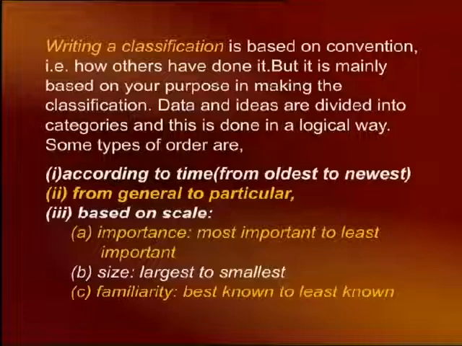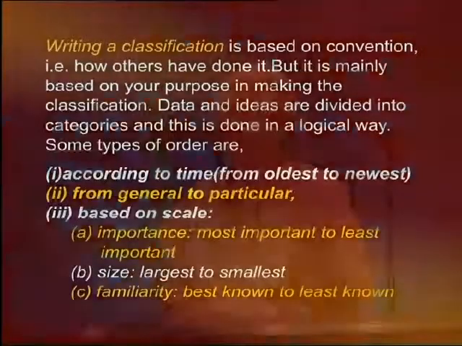And then there is a third way of organizing things, when you are classifying things, and that is according to a scale. Your scale could be of importance. You start from the most important to the least important. When you are writing, keep these things in mind. Either you start with the most important thing and you gradually move to the least important. You can also take size.